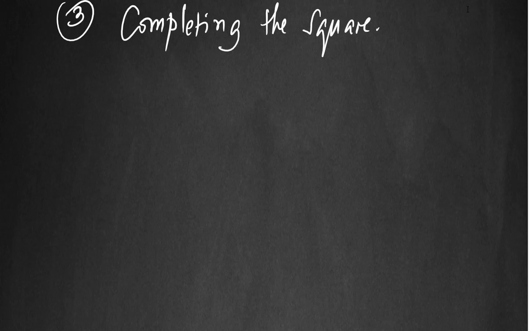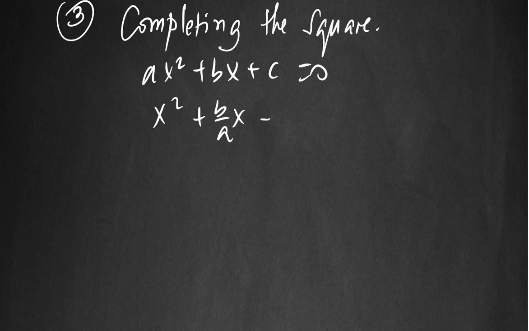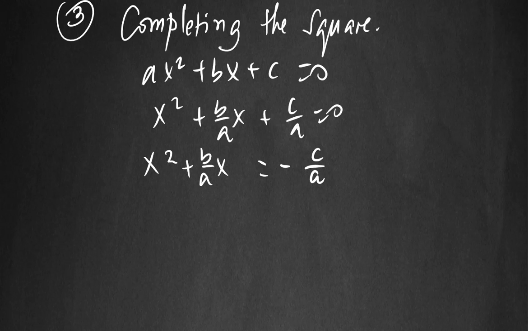Completing the square in number 3. This is really similar to our factoring method. Only difference is we have to isolate c over a. So let's dive into this. So if I have ax squared plus bx plus c is equal to 0, first I say I divide everything by a. So x squared plus b over ax plus c over a is equal to 0. I move the c over a to the other side, becomes x squared plus b over ax is equal minus c over a. This is something we know already.